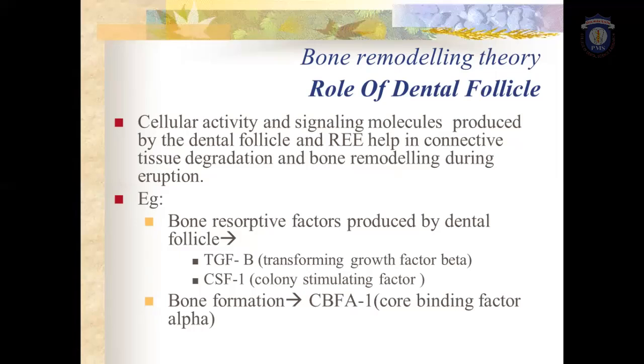The factors involved are bone resorptive factors produced by the dental follicle, which include TGF beta and CSF1. Both of these have a role, along with bone formation, which is stimulated by CBFA1, which is core-binding factor alpha. So we can see that the dental follicle produces both bone resorptive factors as well as bone formative factors.